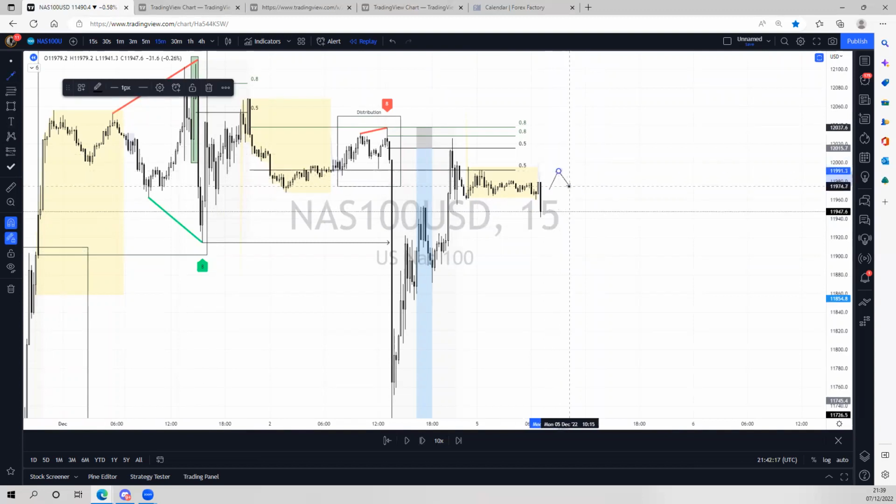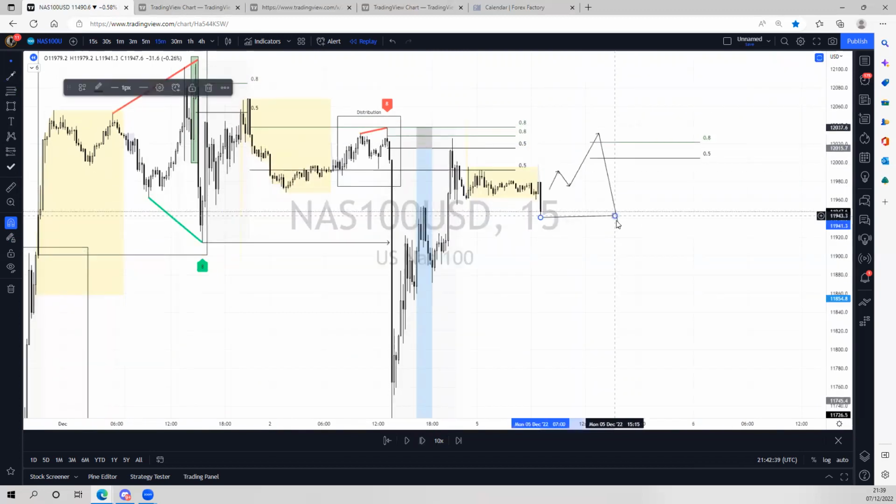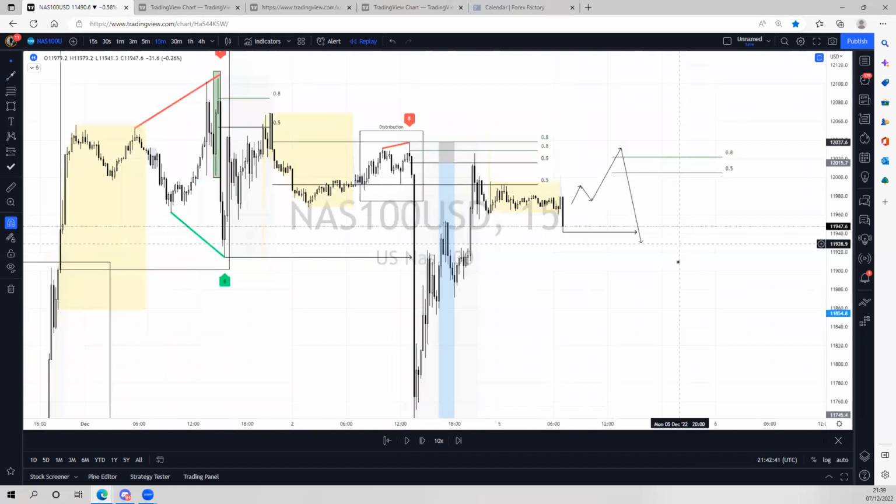So say there, it breaks the low from here, and then the 1580 of the UTAD, that would be my next point of interest. Like so. Get rid of these two. So we'll see.